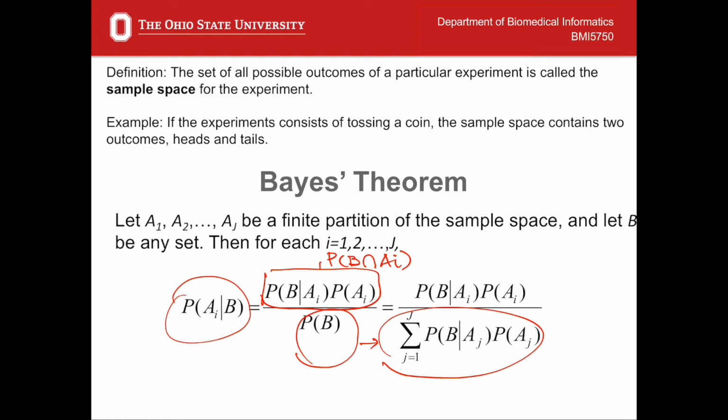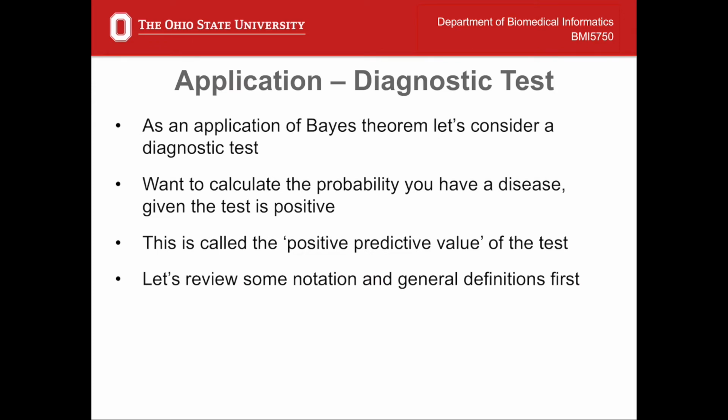There are many applications of Bayes' rule in our real life. So here is an example of a diagnostic test. As an application of Bayes' theorem, let's consider a diagnostic test. Here we want to calculate the probability you have a disease given the test is positive. This is called the positive predictive value of the test.